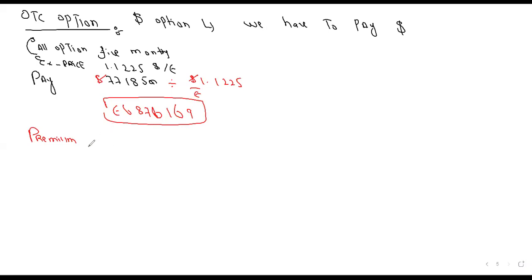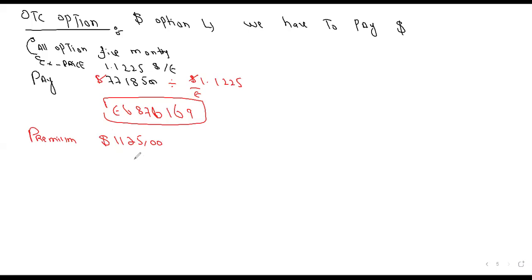The 5 months expiry premium was given in this question. How much was that? 112500. Now, this premium cost was given to you in which currency? In the dollars or euro? Dollars. In dollars. So convert this into your home currency.